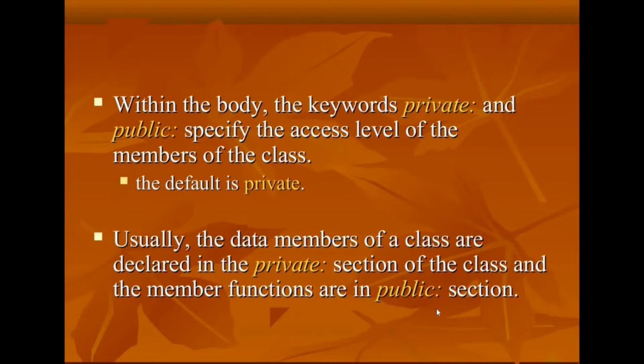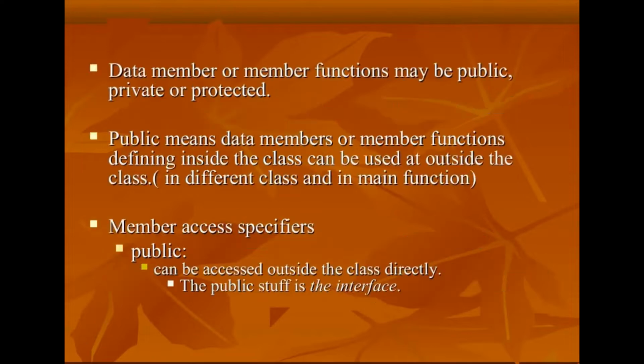Any member function we declare, we always declare in the public section, and all the member variables are declared within the private section. Data members or member functions may be public, private or protected. It depends on the program, right? So it can be public, it can be private, or it can be protected.